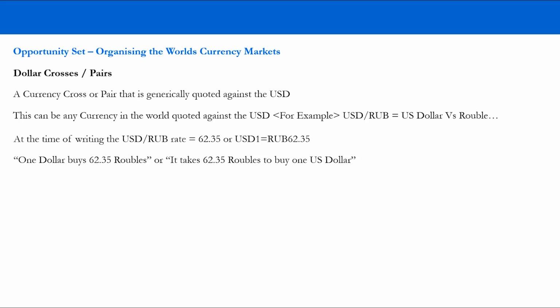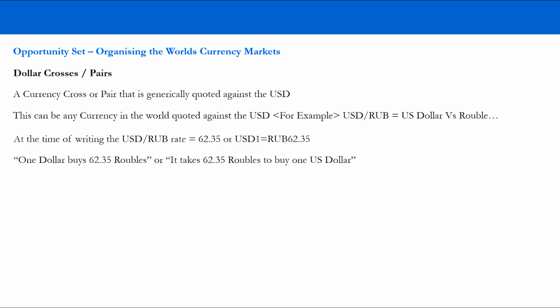Or by default. So the currency cross or pair that's generically quoted against the US dollar is called a dollar cross. And that can be any currency in the world. So let's have a look at one now. The Russian ruble, for example.